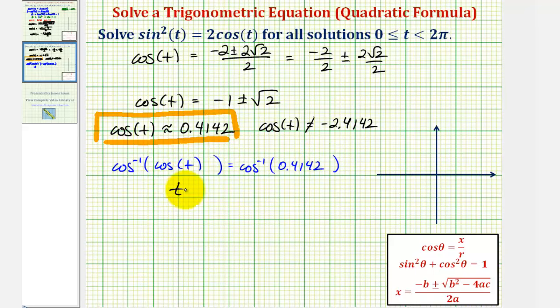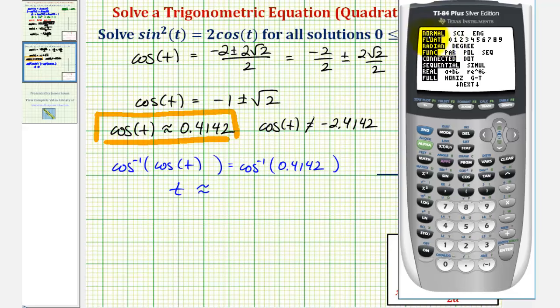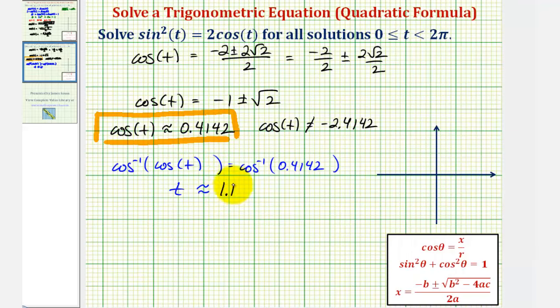So on the left we would have t, and on the right we'll have to use the calculator to get a decimal approximation. Notice how we do want the angle in radians, so we do have to make sure our calculator is in radian mode. So let's press the mode key. Notice how we are in radian mode, so we'll go back to the home screen. We'll press second cosine for inverse cosine or arc cosine, and then 0.4142, close parenthesis, and enter. So one solution is approximately 1.1437 radians. But there will be another solution.